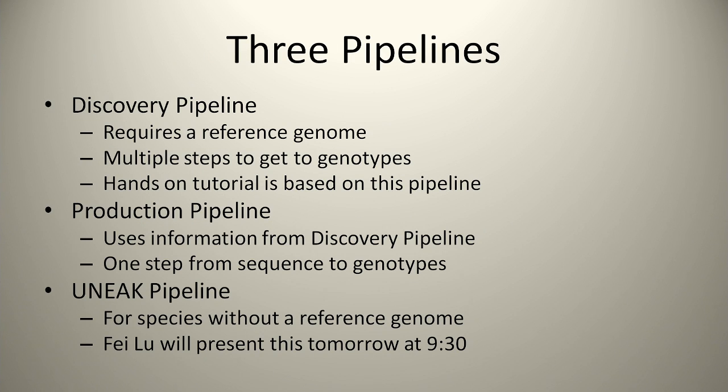So in some cases, this was kind of new types of data, and we wanted to be able to work with them appropriately. So I said that there were 3 pipelines. The one that I'm going to spend most of the time on today, and on which the hands-on tutorial is based, is the discovery pipeline. It requires a reference genome. There are multiple steps to get from the sequences to the genotypes. There's a production pipeline. It leverages information from the discovery pipeline to identify genotypes. It doesn't really call SNPs, does it? It looks them up based on information that we have previously found.